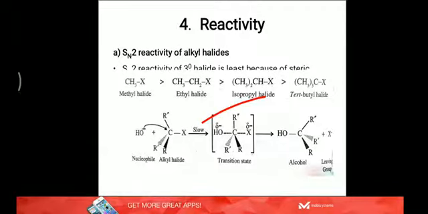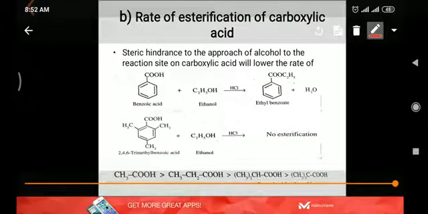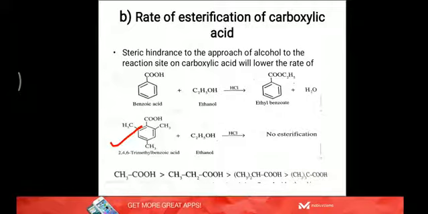Now the next example is the rate of esterification of carboxylic acid. Let me consider 2 examples. The first one is benzoic acid. See, during esterification, carboxylic acid reacts with alcohol forming ester. In the reaction mechanism, it is the alcohol which attacks the carbonyl carbon of the carboxylic acid. So between benzoic acid and down you can see this compound, that is 2,4,6 trimethyl benzoic acid, which one is having more reactivity towards esterification? Benzoic acid is more reactive.